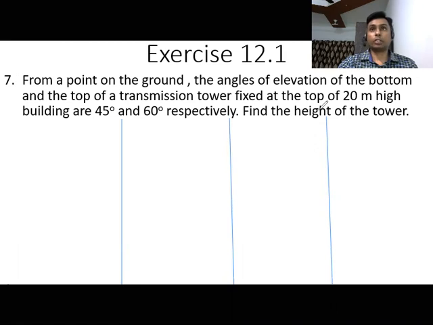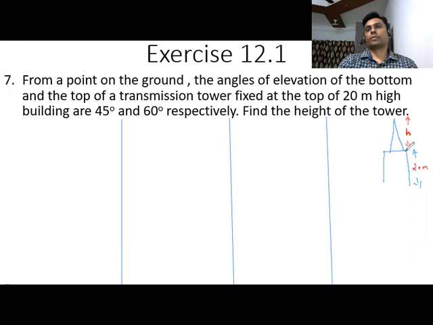Now you have to be careful. There are two things here. There's a building, and on top of the building is the tower. So if this is the building, this building's height is given. The height of this building is 20 meters. Now on top of this building, we have one tower. This tower's height is being asked. You have to find this height. We'll call this height h. You have to find h.